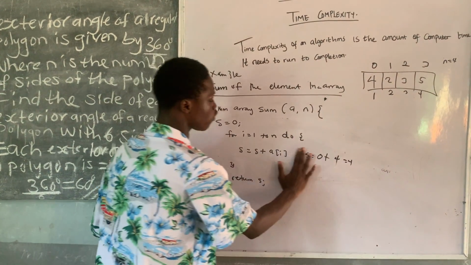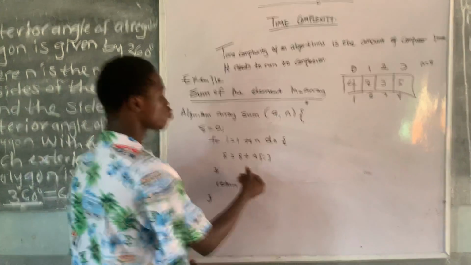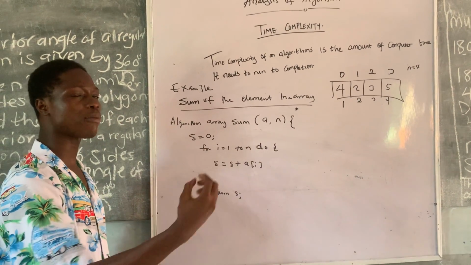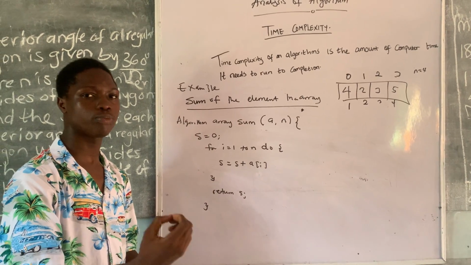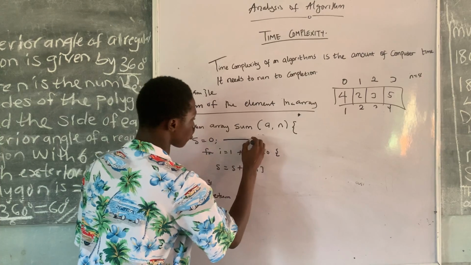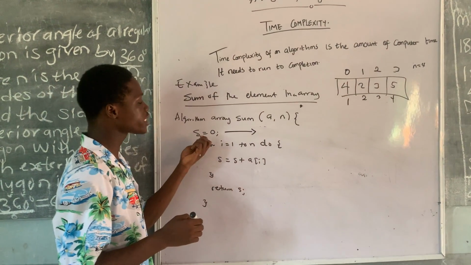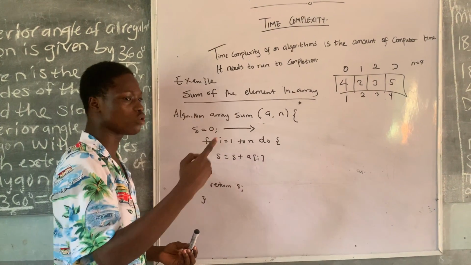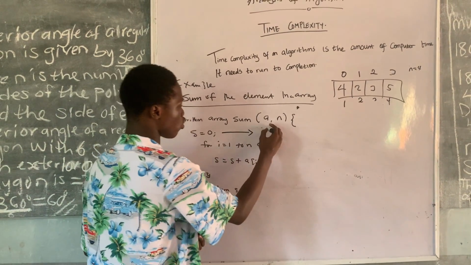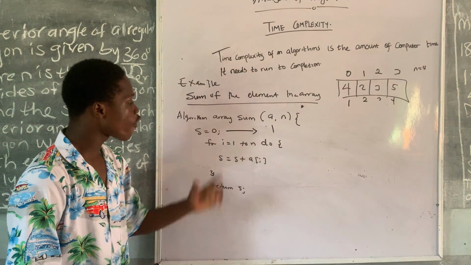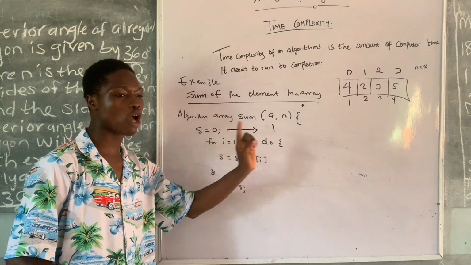Now, our focus is how we are going to determine the time complexity. We determine the time complexity from what we call the program steps. The first step we need to focus on is how many times this X equals 0 is going to run. For every run of the algorithm, it's going to run only once. Just one.